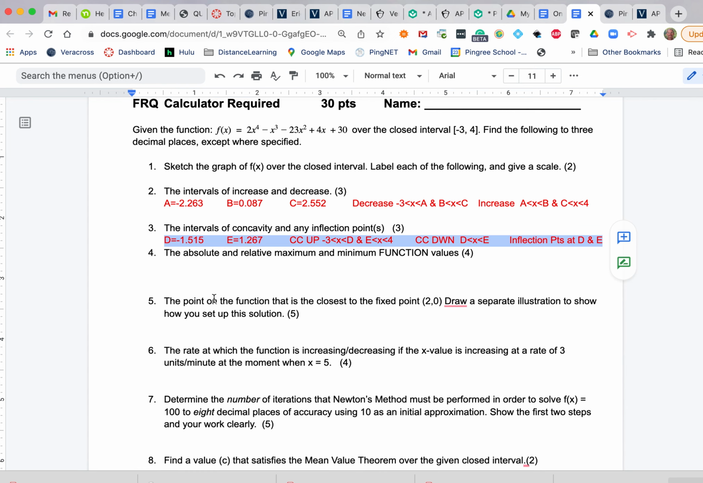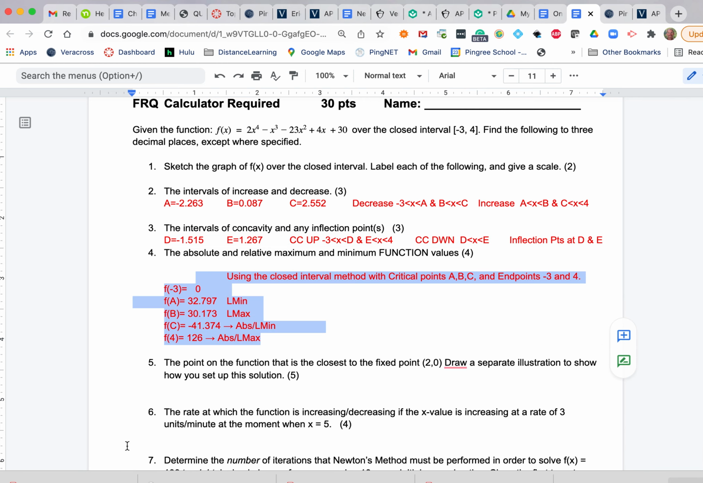So then the absolute and relative minimum and maximum function values, those I'm going to use the closed interval method, where I start and end with an endpoint, and then I do those critical values. Those are my A, B, and C values. I've actually plugged them in to the function. So if we pick any one of them, just to illustrate how to do that. So if I'm interested in finding what is the function value at, say, this point C, which is that 2.552 value we found, I just go back to my graph.